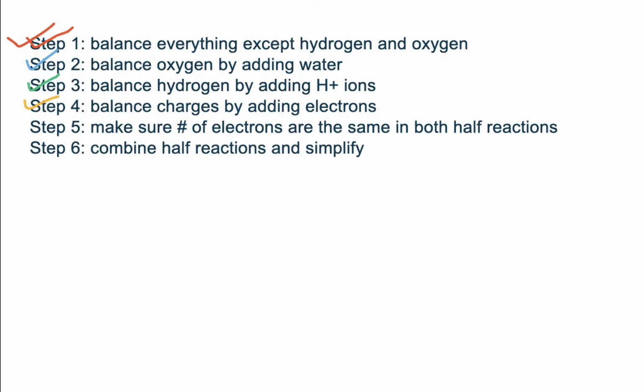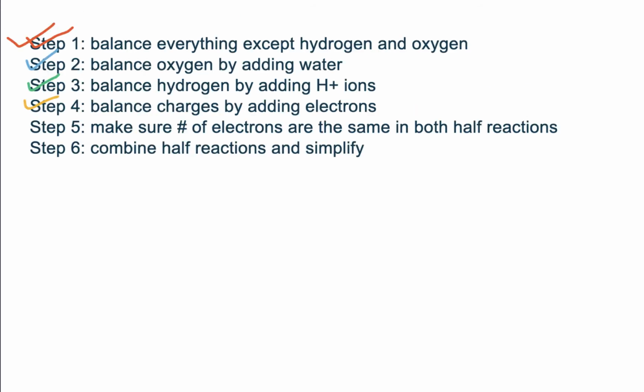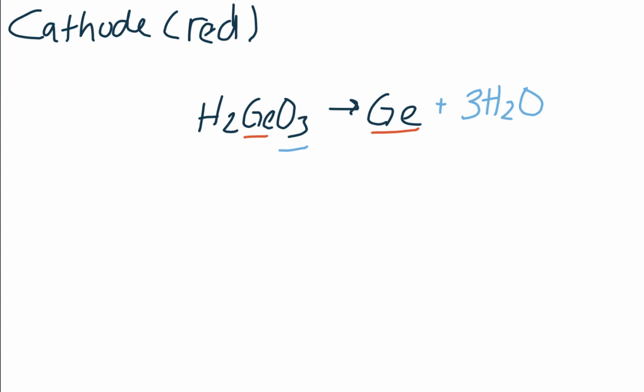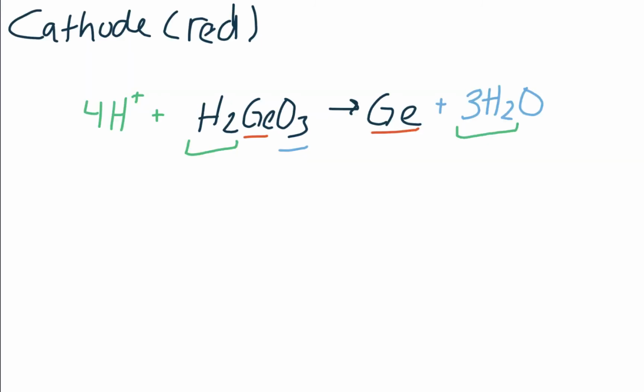Step 2 is balance oxygen by adding water. So we have 3 oxygen here, and we don't have any on the product side, so we'll need to add 3 waters to give us 3 oxygens. Step 3, balance the hydrogens by adding hydrogen ions. On the reactant side, we have 2 hydrogens. On the product side, we now have 6 hydrogens, which means we need to add 4 hydrogen ions to balance this.